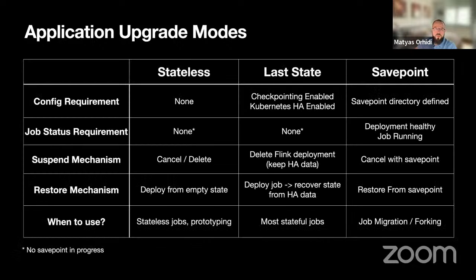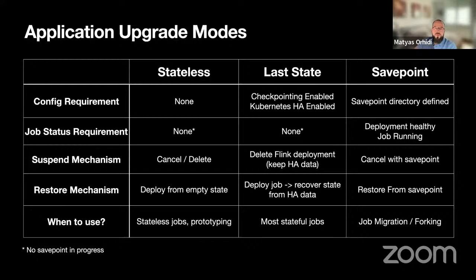And I borrowed a table from the operator documentation that contains the comparison of the three upgrade modes, the requirements on the Flink configuration, and their implications on the job state and the upgrade operations. The table also gives you some hints on when these upgrade modes are supposed to be used.